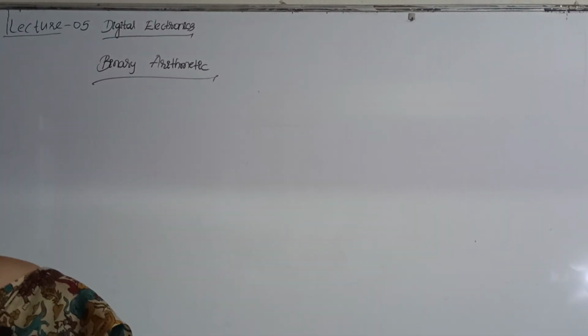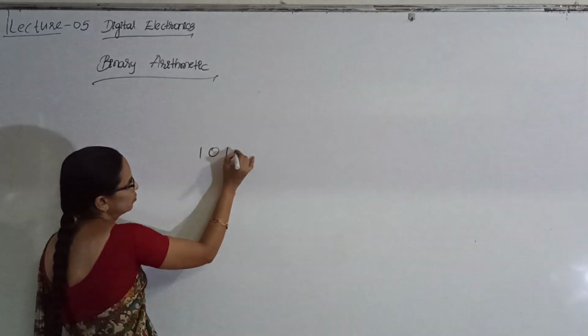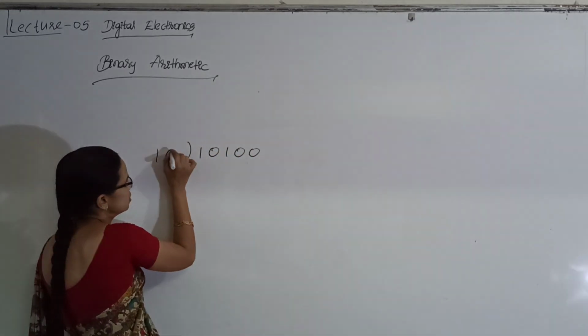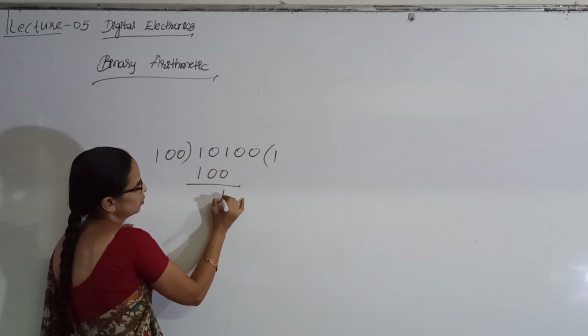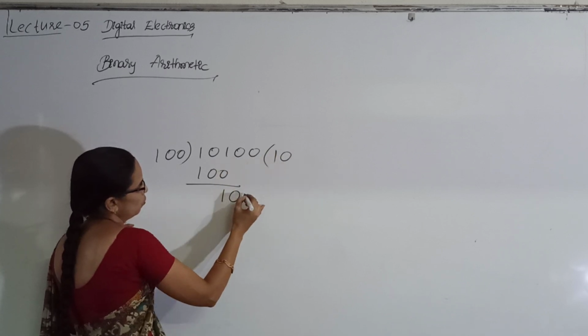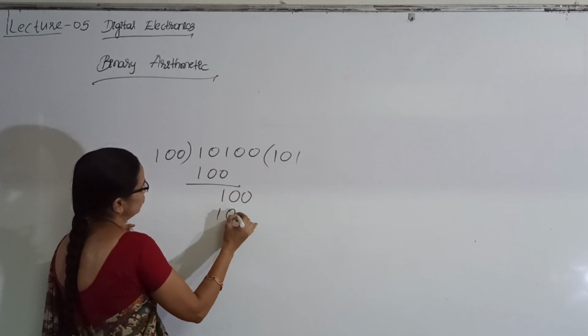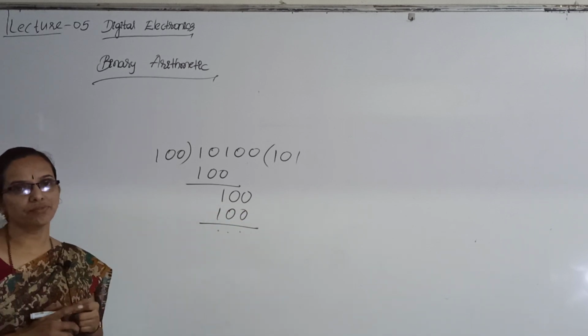If you want, I will solve one more problem. 10100 divided by 100. Ones are, again 0. Ones are. So this is the process of division.